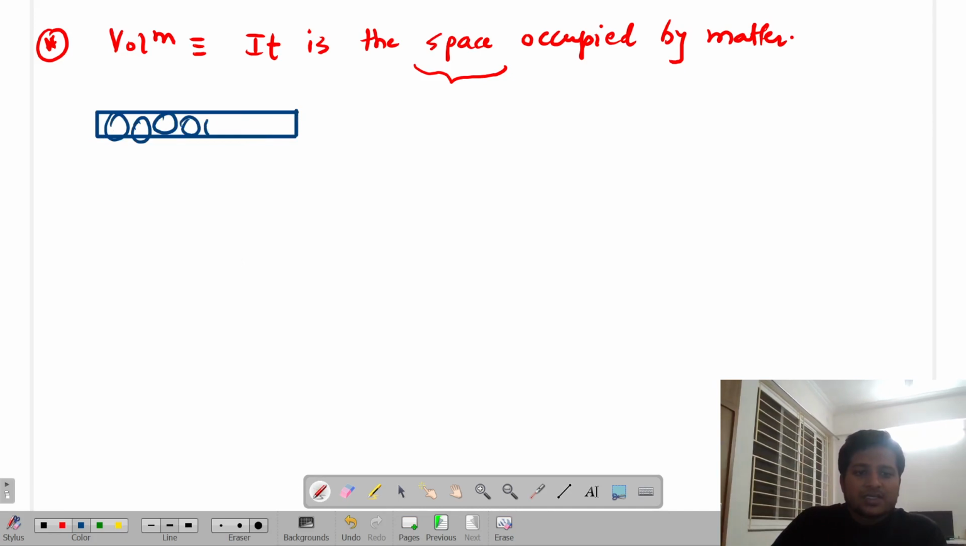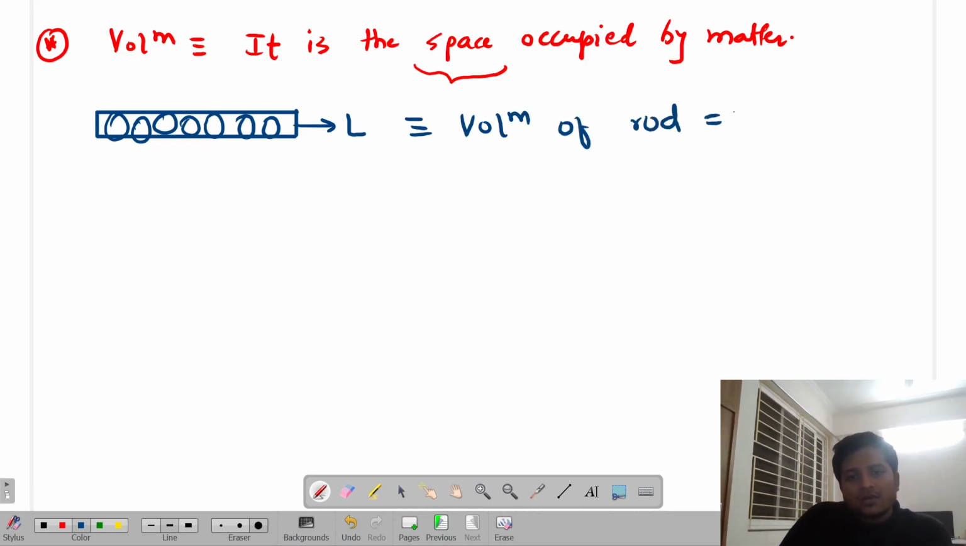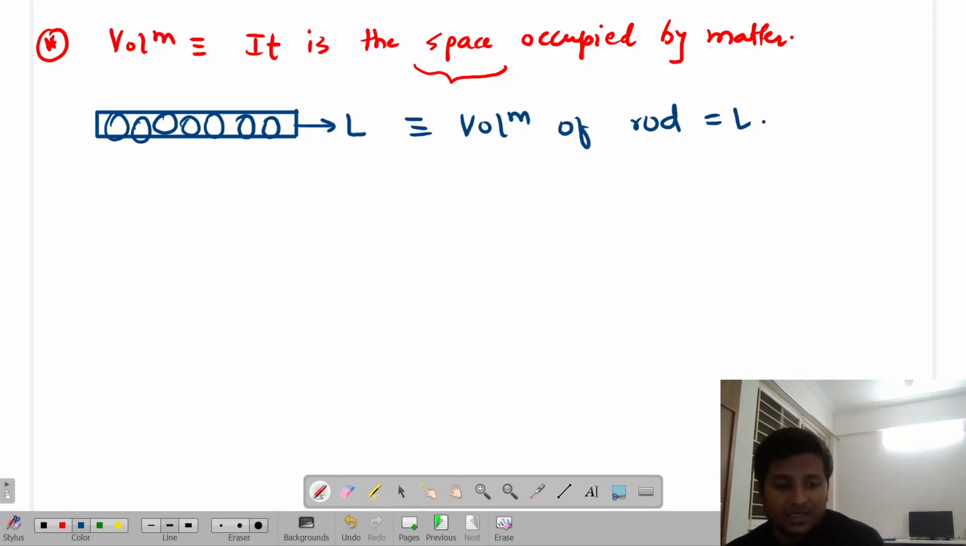Look carefully, where are the particles arranged? Only in the length direction. So we will say that the volume of the rod is nothing but length, because the matter is occupying space only in which direction? Lengthwise direction. Length only. Are you able to get me?